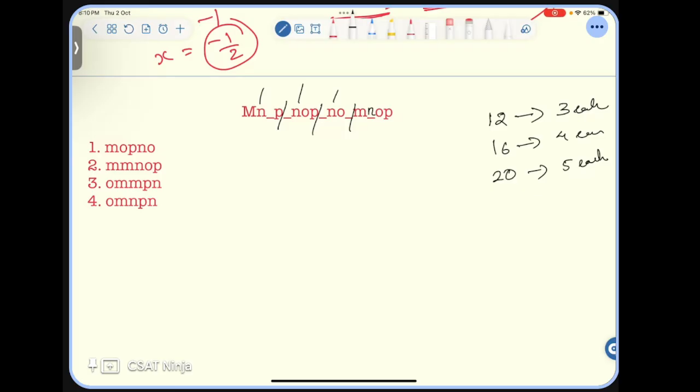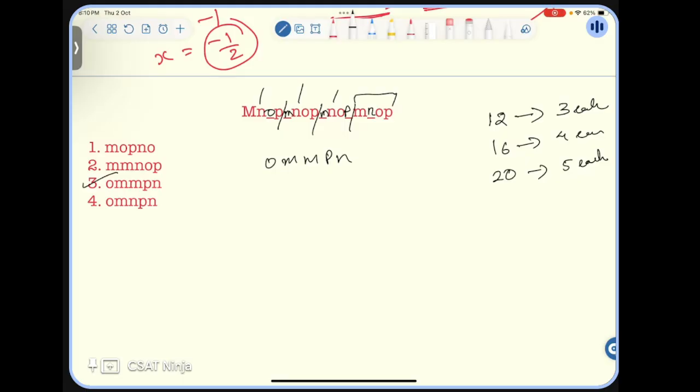So we have a full-fledged pattern there: M, N, O, B. That means M here, N here, B here, M here, and M, N, O. So which means our value here will be O, M, M, P, N. Is it in the options? O, M, M, P, N. So option number 3 is our answer there.